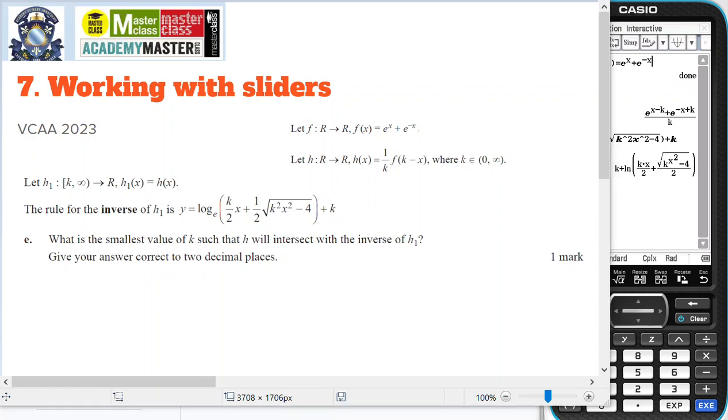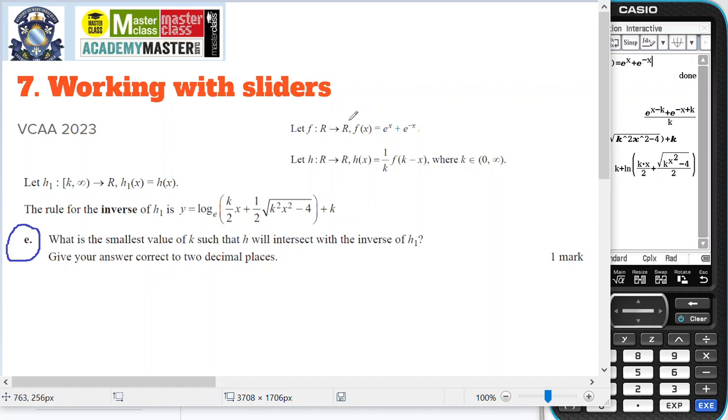Oh, so this is sliders number 7. It comes out of the VCAA exam of 2023, and it's part A in a question. So a fair bit's happened in the questions so far, but we're going to try and build a slider to see if we can get our answers.